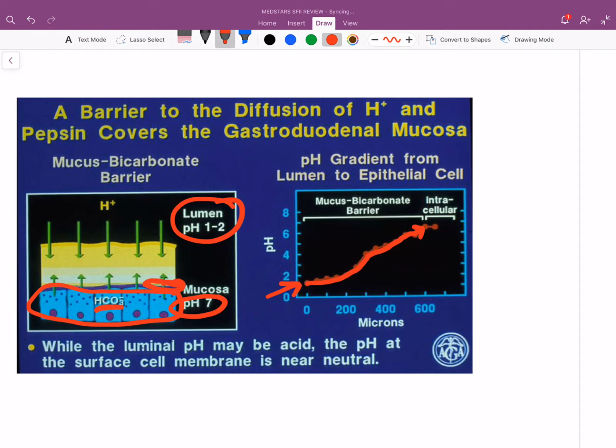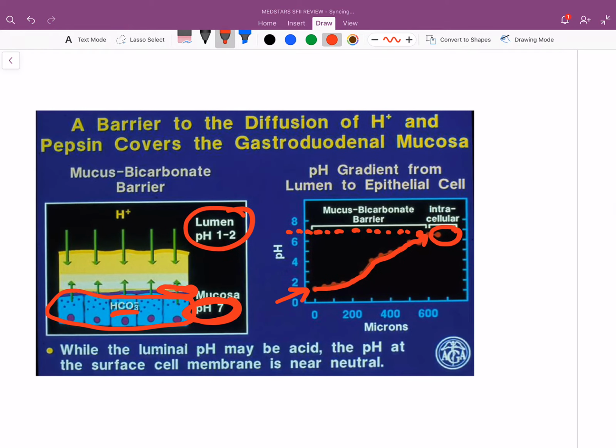right here at the apical membrane of the mucosal cells, by that time we have a neutral pH of about 7. And then inside the cell, you should also have a neutral pH of 7. I know earlier I said that you should have a higher pH, but this graph is showing that you have a neutral pH of 7.